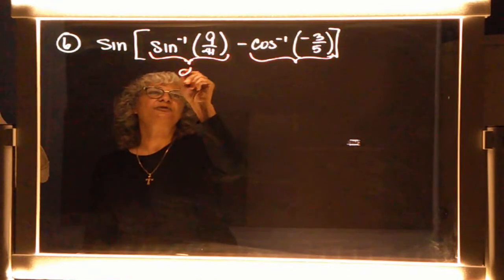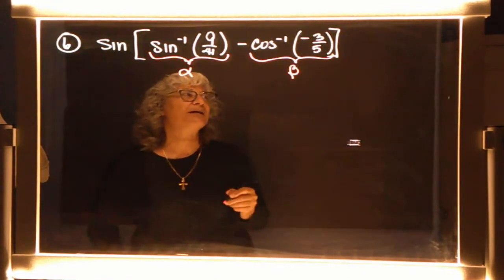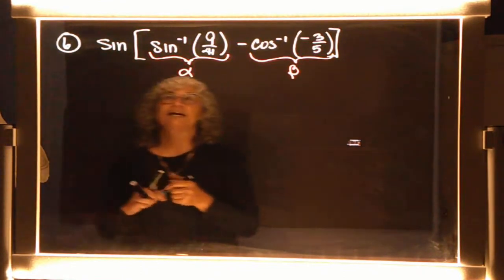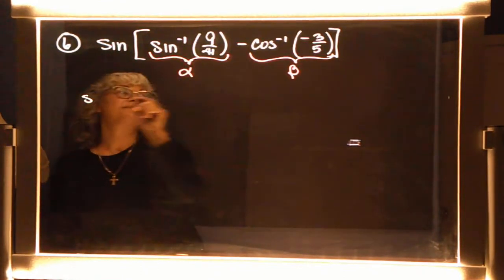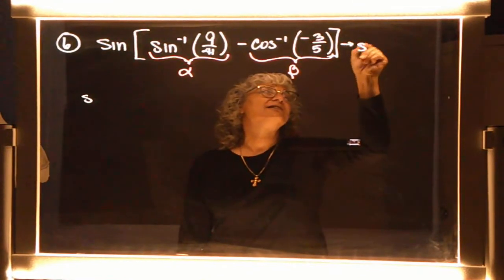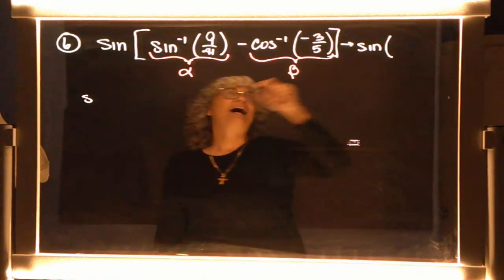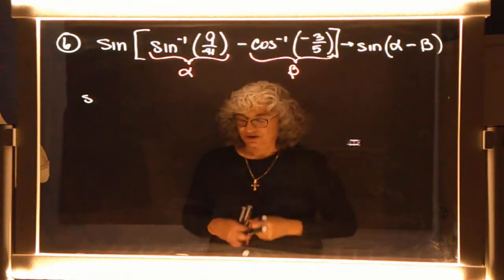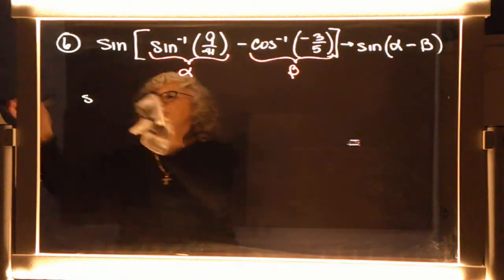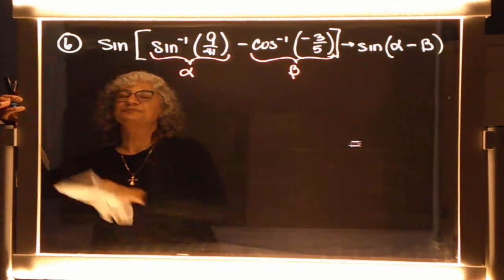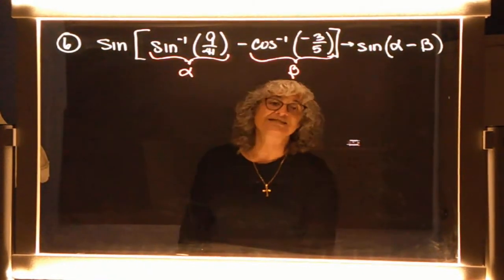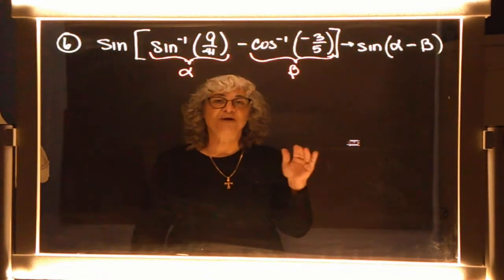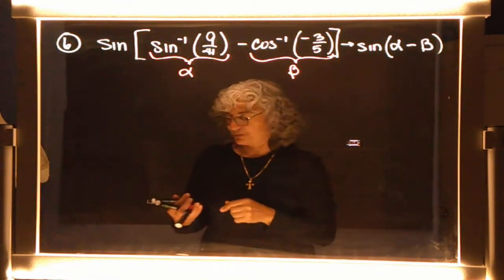So I'm going to call this one alpha, and I'm going to call this one beta, which means I am actually taking the sine, and I'm going to write it over here, the sine of alpha minus beta. Wow, well this looks familiar, doesn't it? That's right. It's one of the sum and difference formulas, isn't it? Which means we are going to have to do that distribution, aren't we?